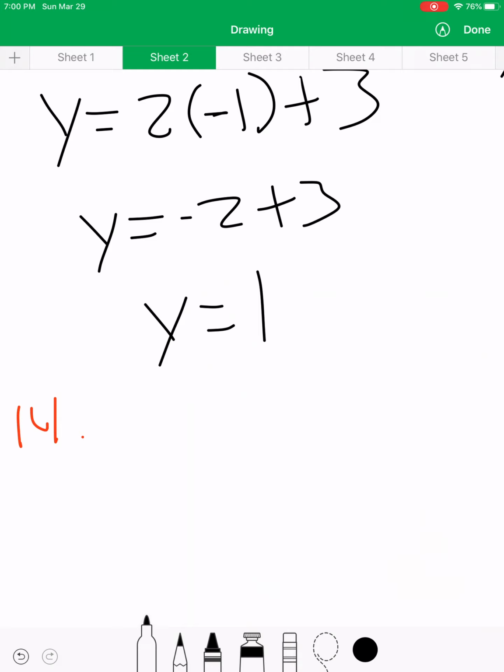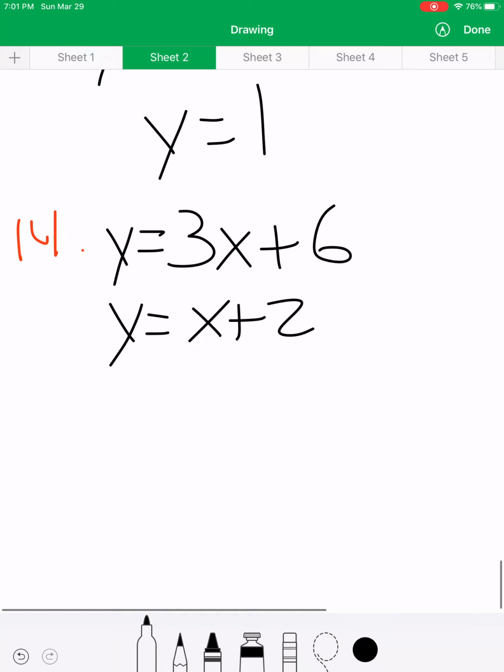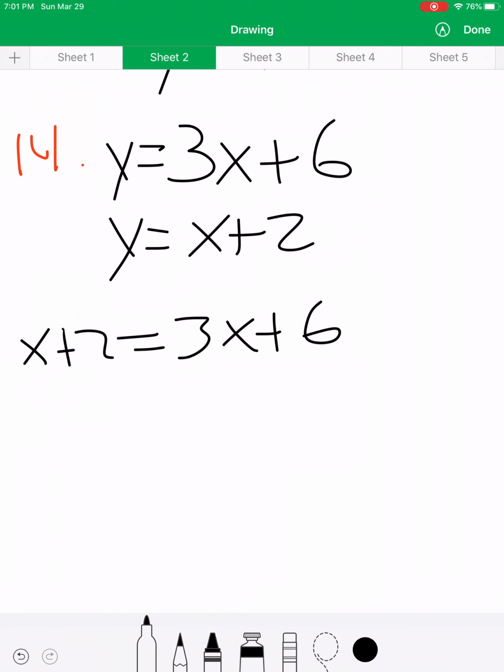Okay, 14. y equals 3x plus 6, and y equals x plus 2. All right, substitute either equation in for y. When I rewrite this, I'm going to write x plus 2 equals 3x plus 6. I like to move my variable first. To do that, I'm going to move this x term. It's a positive x. To move it, therefore, we subtract x. And once more, that allows my variable to remain positive.